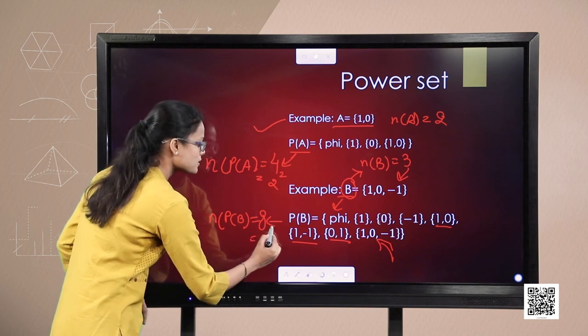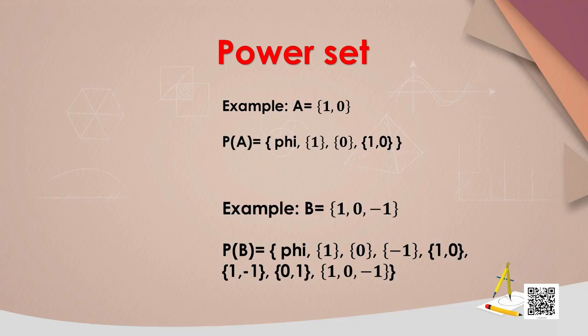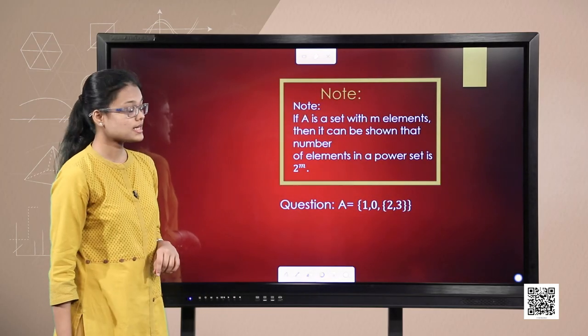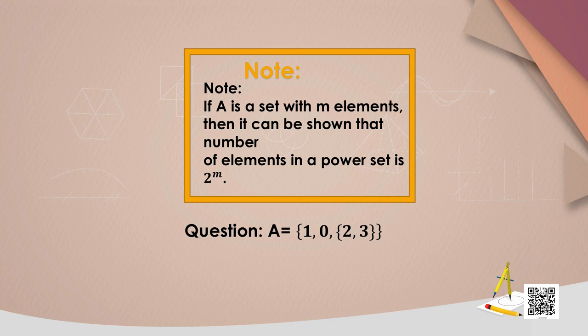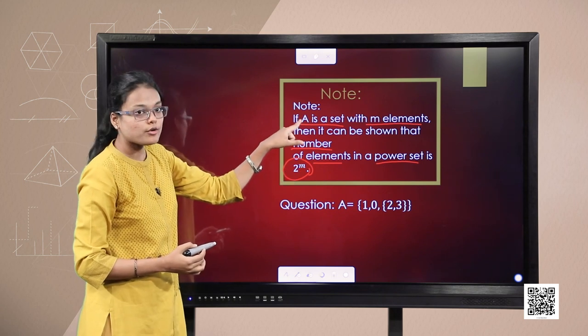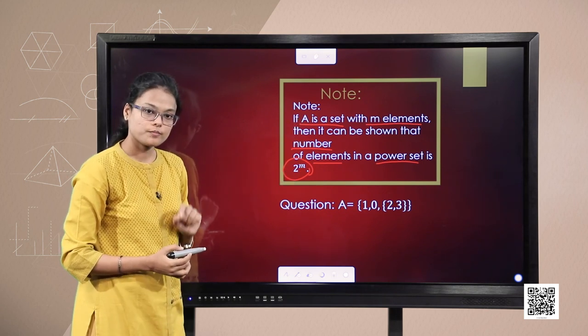And now, observe the pattern. Can you observe a very important point in it? Yes. You may observe this. What does it state? That if A is a set and m is the number of elements, then it can be shown that the number of elements in the power set is 2 raised to power m, where m is the number of elements in the set A.